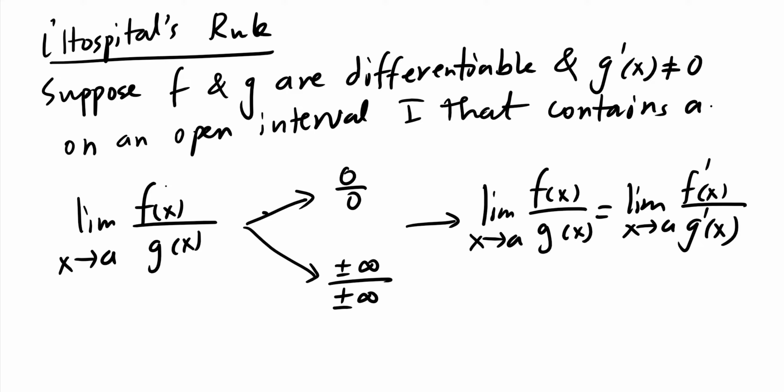What if you find the limit and then again you get infinity over infinity or 0 over 0? You can do it again. Limit as x approaches a of the second derivative over the second derivative. And this can go on and on, as many times as you want.